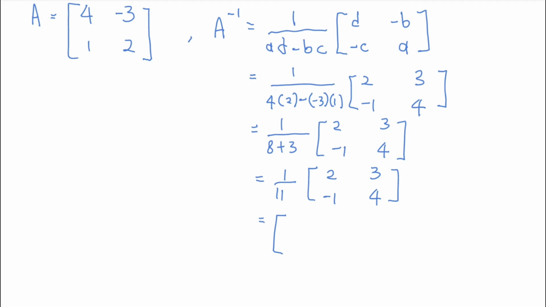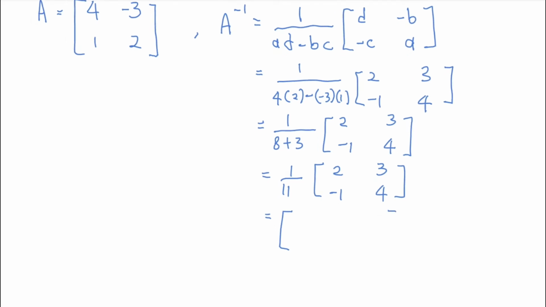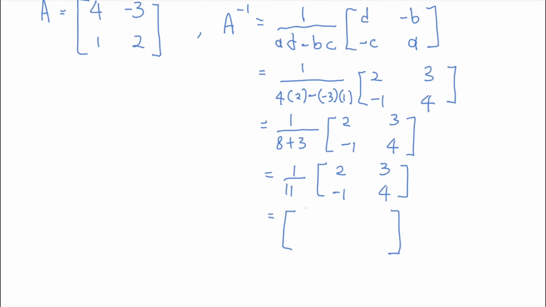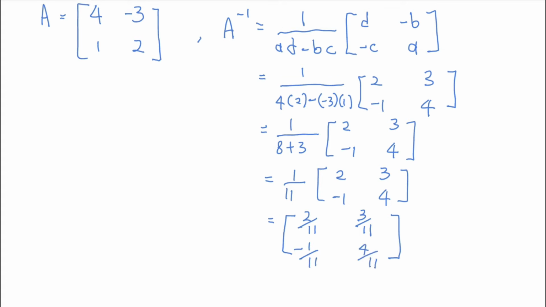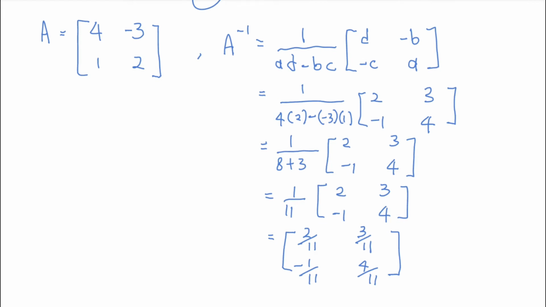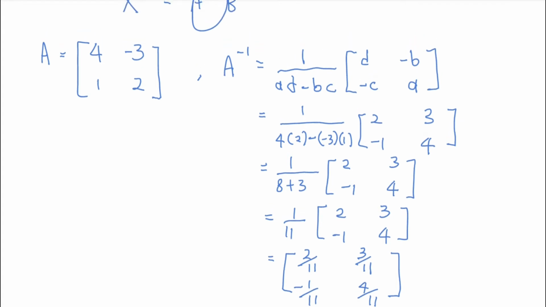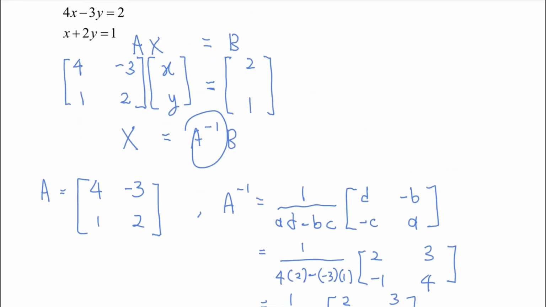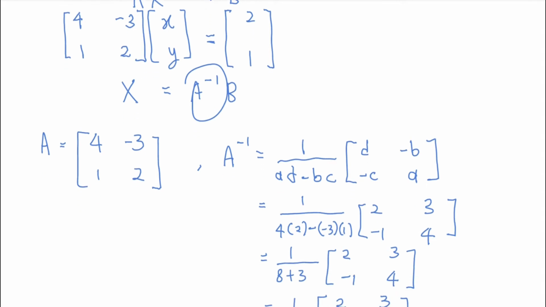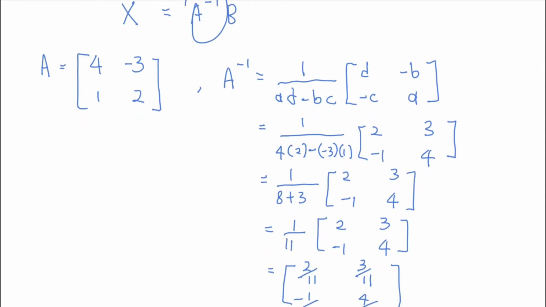So you will get the final matrix of A inverse as 2 over 11, 3 over 11, negative 1 over 11 and 4 over 11. That's how you solve for finding the A inverse. Then because the question asks you to find the value of x and y, we proceed.